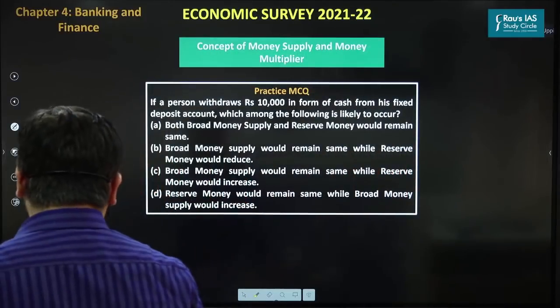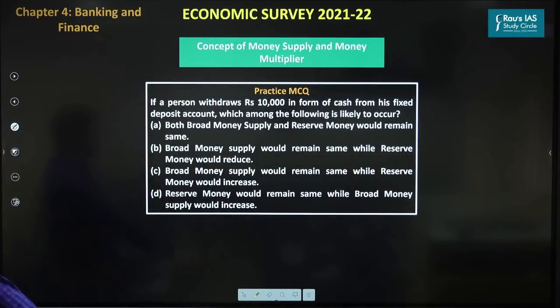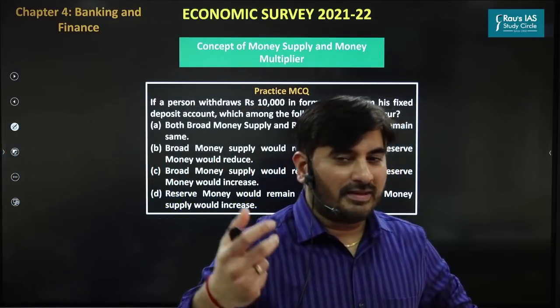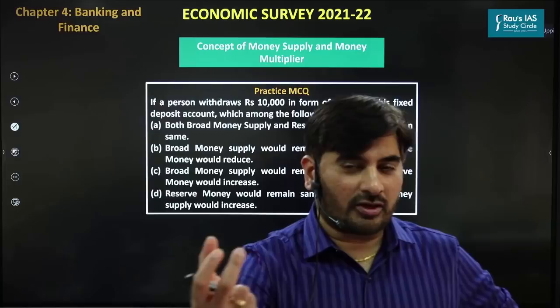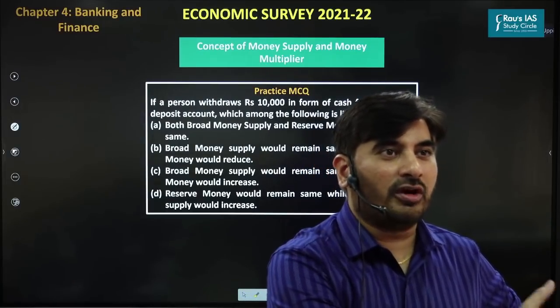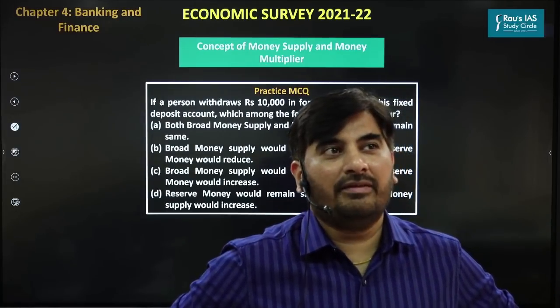Look at this question. If a person withdraws 10,000 rupees in the form of cash from his fixed deposit account, which among the following is likely to occur? What do you think is the answer? Let's say you have kept 10,000 rupees in your fixed deposit account, and you are withdrawing that 10,000 rupees. So what will happen to the reserve money and the broad money? Anyone?